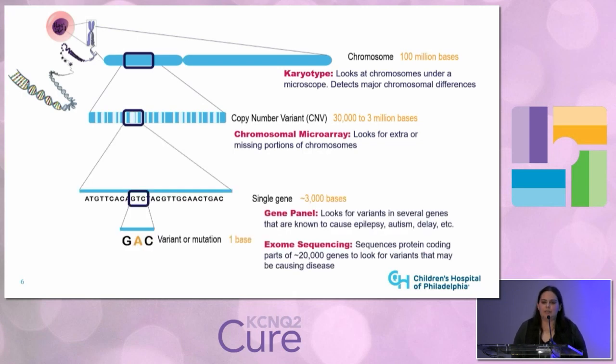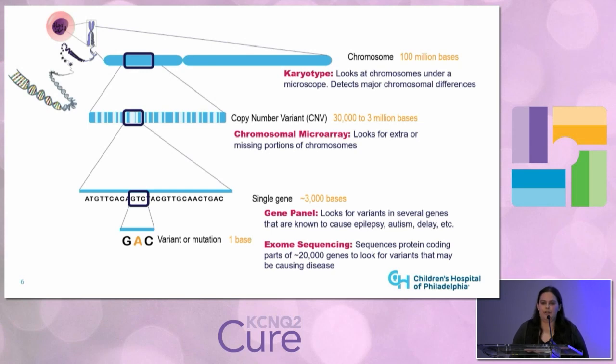And then other types of tests that are commonly ordered are called gene panels and exome sequencing. These tests are similar in that what they're looking for are differences in the actual code of the genetics. So they're looking for small typos or misspellings in the genes rather than looking at the amount of genetic material, which is what the previous tests were looking at. We have over 20,000 different genes in our body, each serving a different purpose.